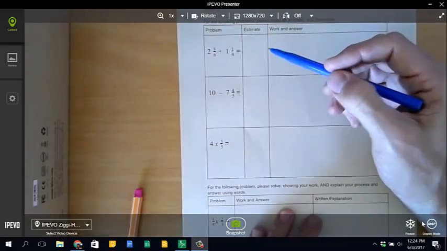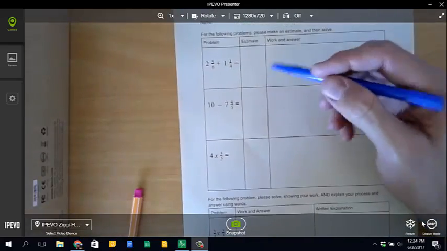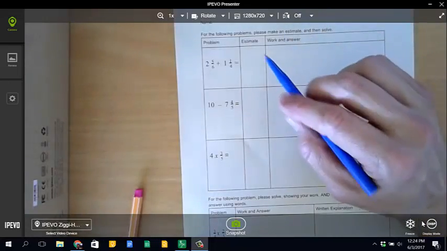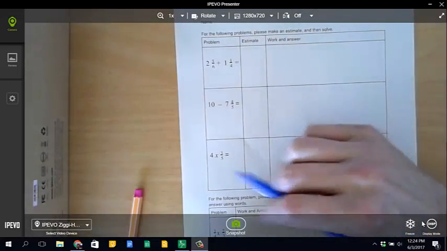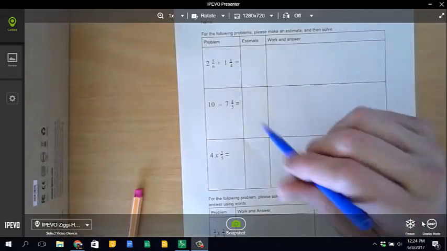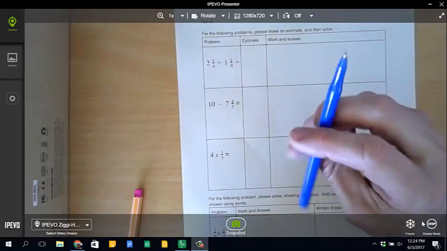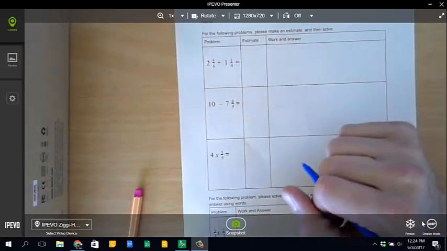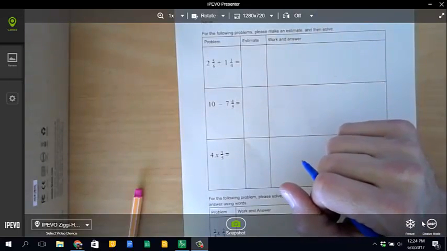Here again, an estimate is a round. It's like you're rounding, you're thinking about a number that is around the right number. Some of you are trying to be very, very precise and trying to do the adding and stuff. That's not estimating. Estimating is just thinking about the numbers, thinking about what makes sense, and going from there.